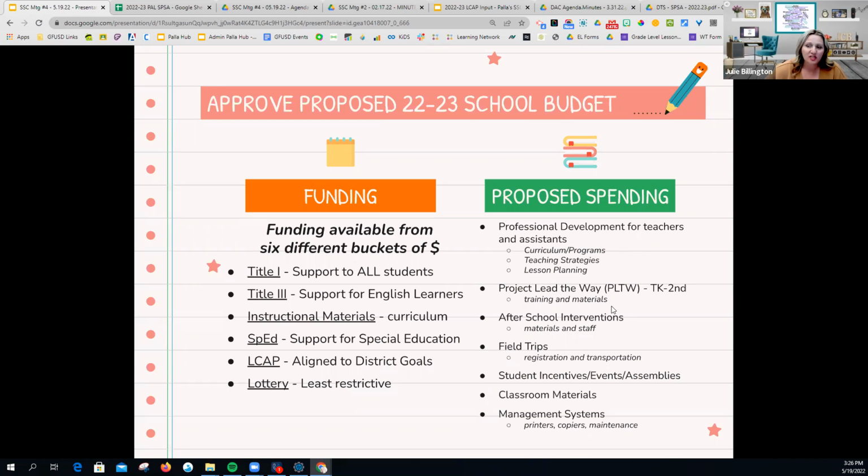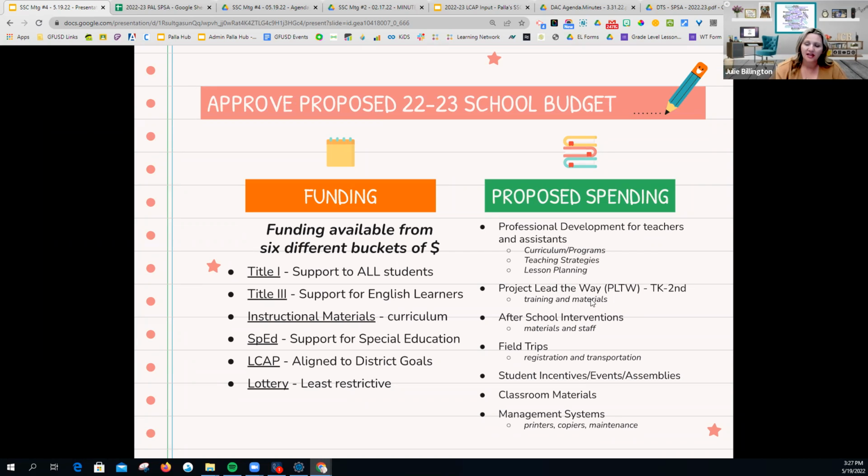We're also going to be starting what they call a pilot program, so kind of trying it out, which is Project Lead the Way. And this will be for our TK through second grade students. So we're starting it there and then building upon that each year. But there's training and materials that are involved.